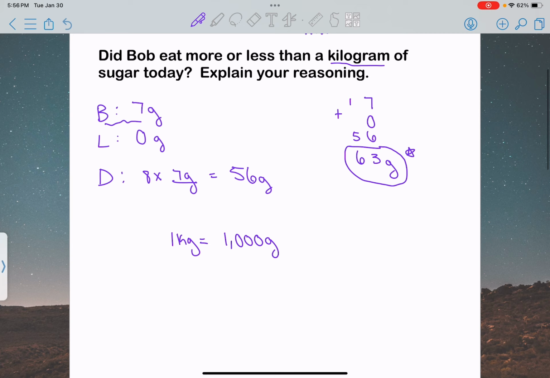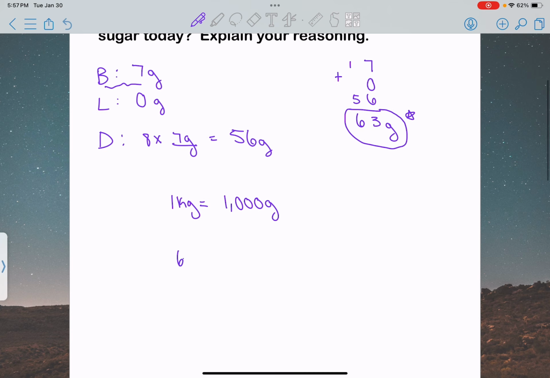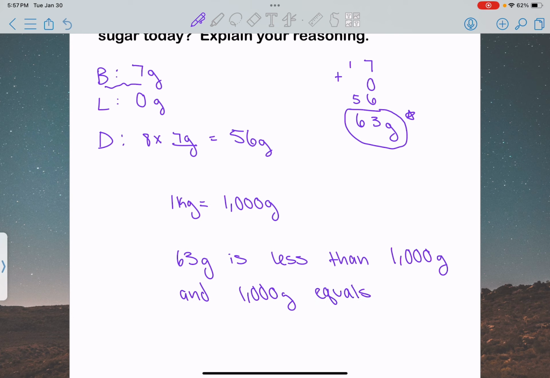So now I see that, and I'm thinking, wow, he had way less than a kilogram. 63 is way less than 1,000. So for my explanation and my reasoning, I'm going to say 63 grams is less than 1,000 grams, and 1,000 grams equals 1 kilogram.